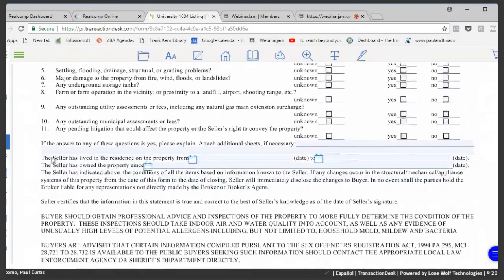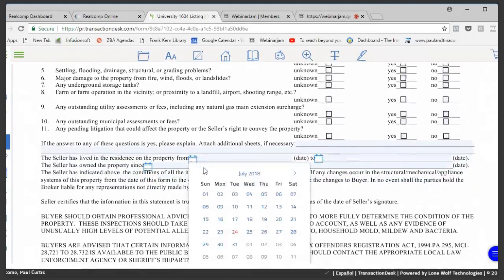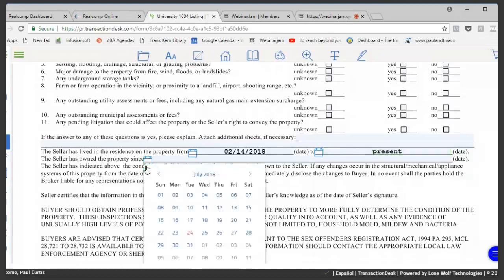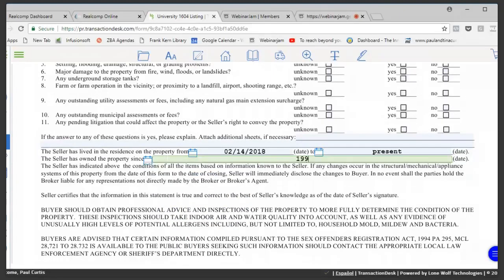Okay, the next one is the seller has lived in the property from. Say I've lived in this from, we're going to do a close one because I don't feel like going back too far. February 14th, we bought it Valentine's Day and we're selling it. It can be to present. Or never lived in home, if they haven't ever lived in the home. Maybe it was a rental prior, owned it since 1998. I don't know why I picked that year, but that's when they owned it.